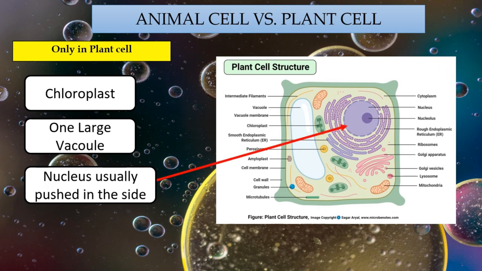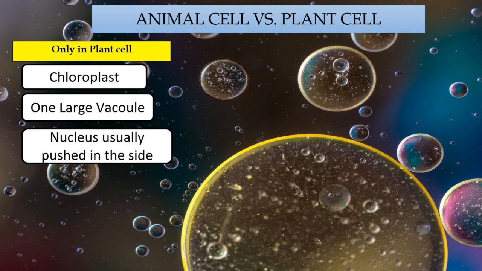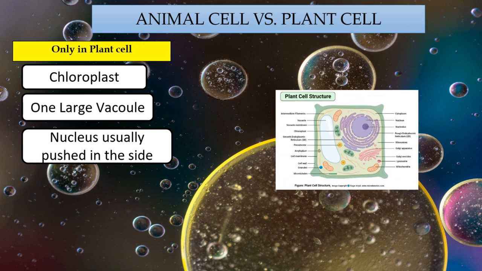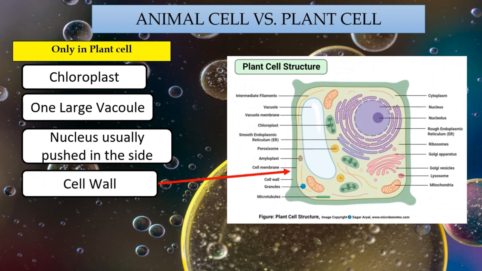Their nucleus is pushed to the side of the cell due to the large water-filled vacuole in the center of it. Also, a plant cell has a cell wall, compared to an animal cell that only has a cell membrane.